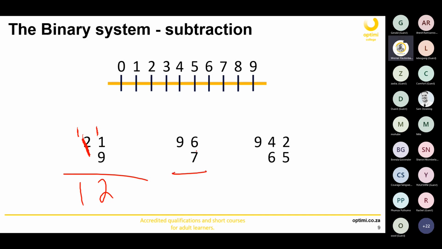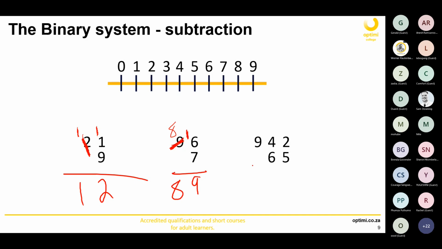Next number, 96 minus 7. 6 minus 7 we can't, so we borrow from the 9. So the 9 becomes an 8, and it becomes 16 minus 7. What is 16 minus 7? 16 minus 7 is 9. 8 minus 0 is 8. 96 minus 7 is 89.